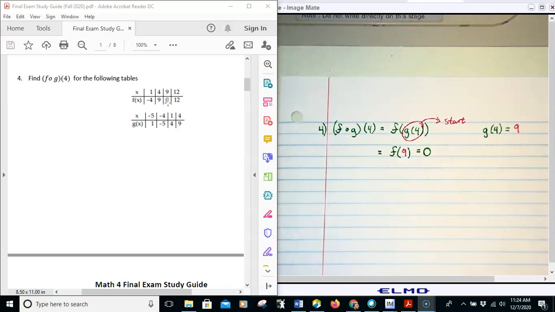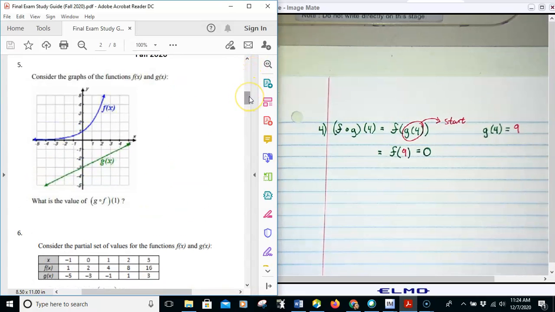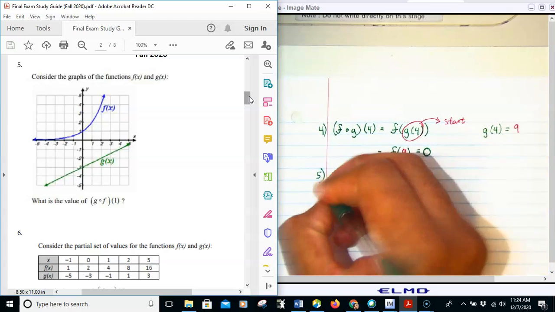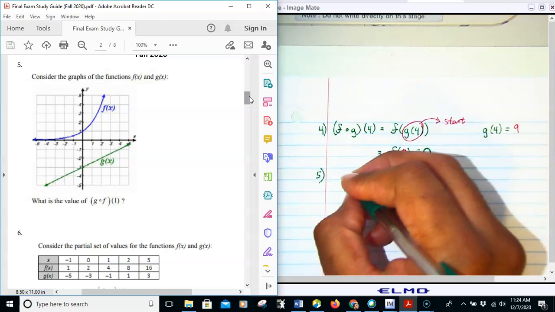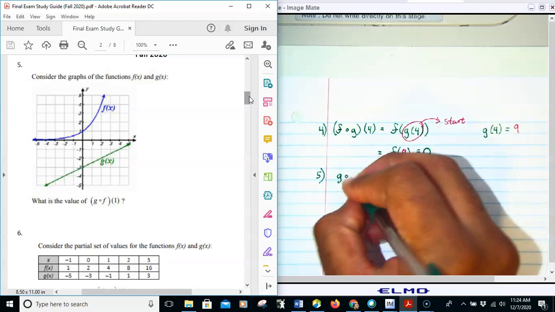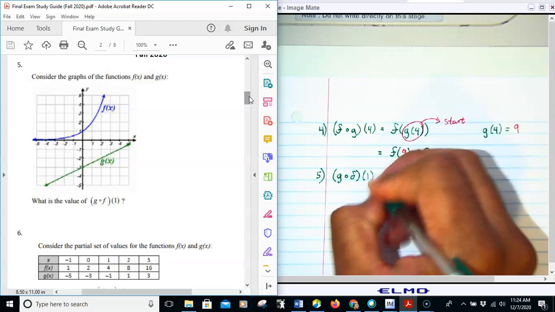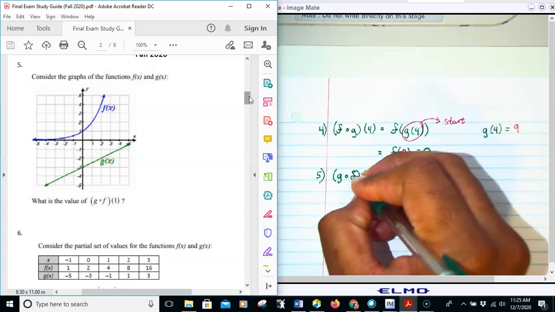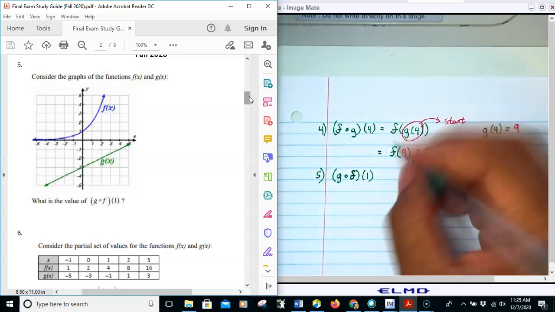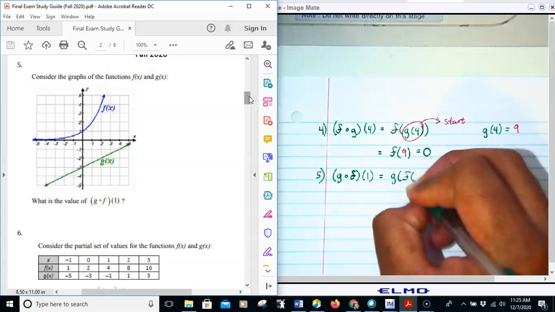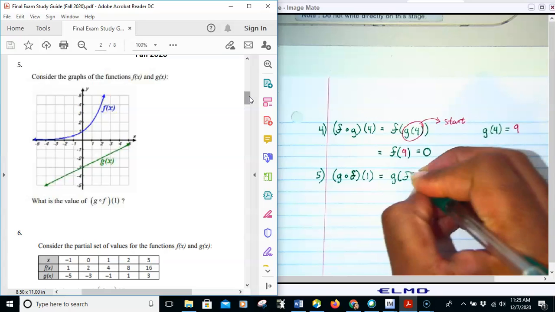All right. So number 5 is going to work the same way, but this time dealing with graphs. This one we're looking for g of f of 1, sorry. If we're looking at g of f of 1, that means we're going to do g of f of 1. I'm going to rewrite it so it looks like this.